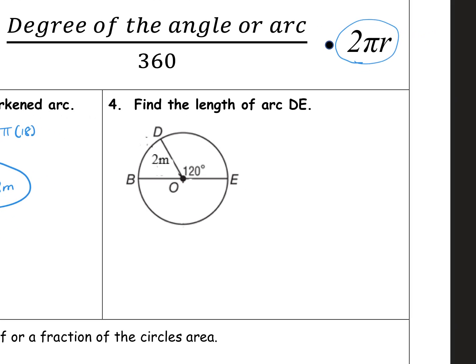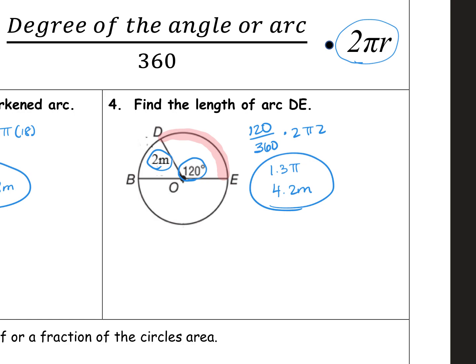Now we're going to look at the next example. The first thing we need to know is what arc am I dealing with? In this case, it wants the length of DE. So the degree of DE is 120 divided by 360 times 2 times our radius, which is 2. When I type this in the calculator, I'm going to do 120 divided by 360, enter, times 2 times 2. And I get 1.3 repeating pi. Again, do not clear the calculator. You're just going to push the times, second, and the pi button. You should get 4.2 meters. So that's going to be the length of DE.